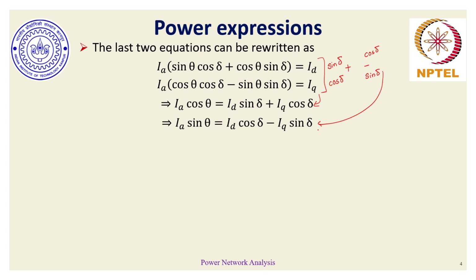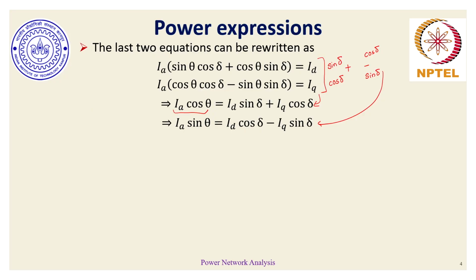So essentially I am trying to represent Ia cos theta, which is generally a known quantity for the armature current, choosing the terminal voltage as reference. I'm trying to represent the phasor currents, or the armature current quantities, in terms of the corresponding ID and IQ currents and the torque angle delta.